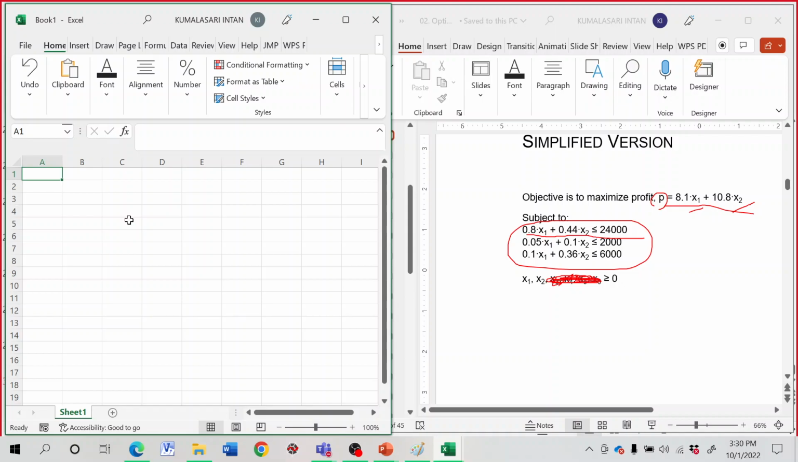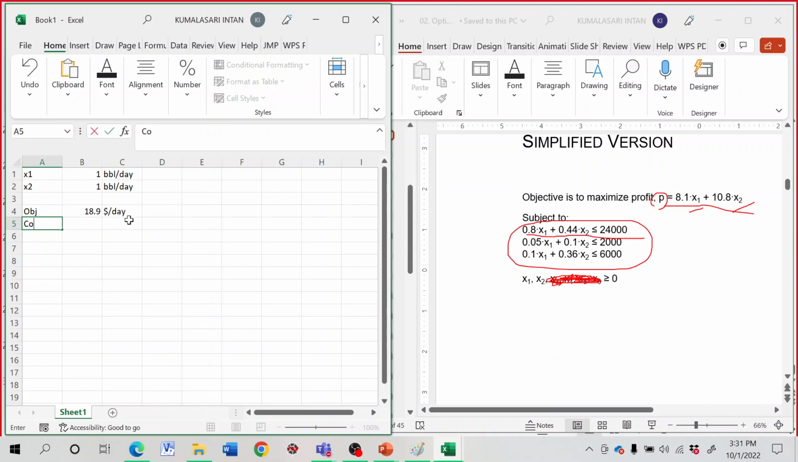But in any case, we have x1, and then we have x2, which we don't know. So I just put here 1, or any number, and then your objective function is that one. We have 8.1 times x1 plus 10.8 times x2. Basically this is the objective function, which is in USD per day, and this is barrels per day. These are the objective function, and then we have constraints.